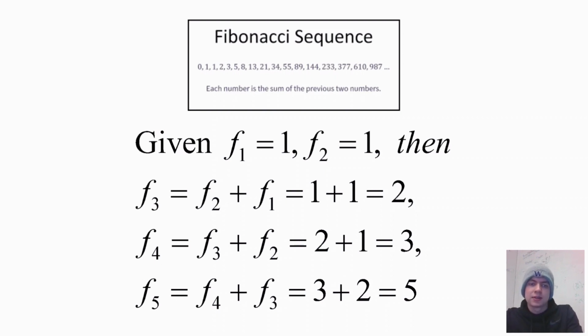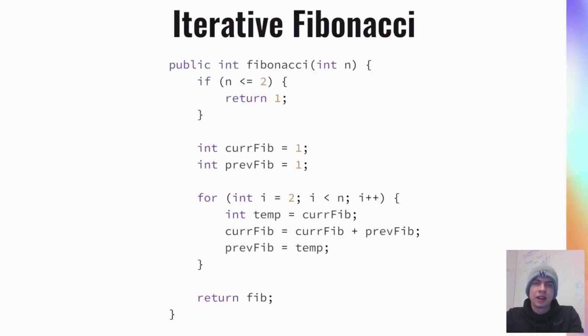And this pattern continues forever. So the fourth term would be equal to the third term plus the second term, which is 2 plus 1, which is equal to 3. We could write this out iteratively with the following code below, which works for any Fibonacci term n, ranging from the first term to the nth term. So the 0th term isn't included.